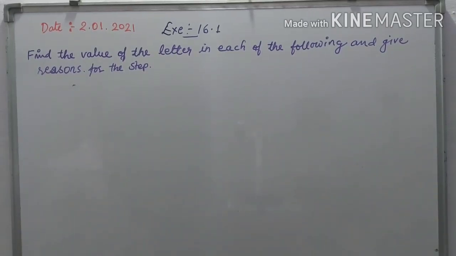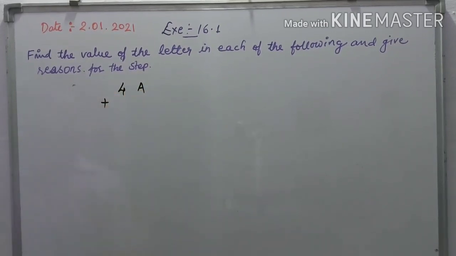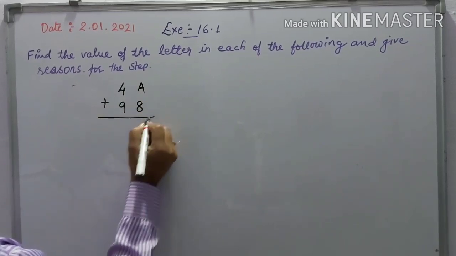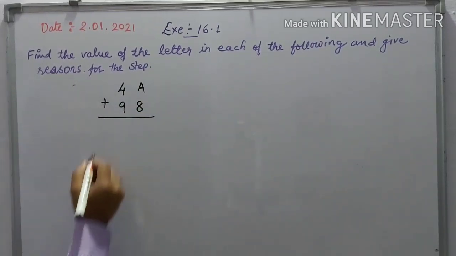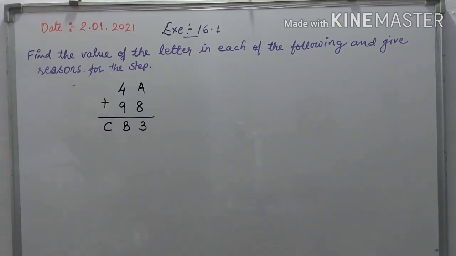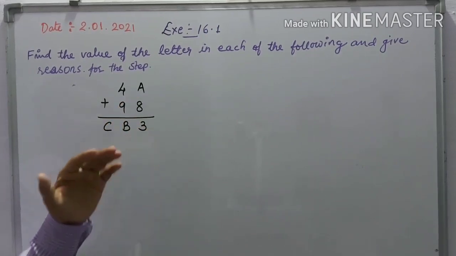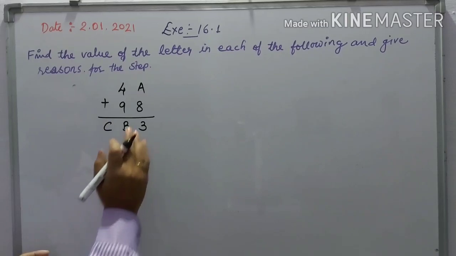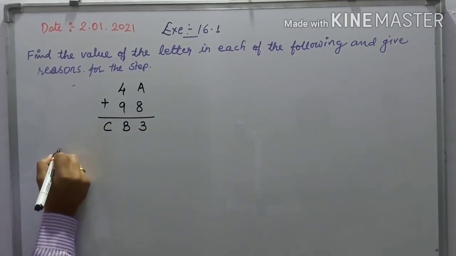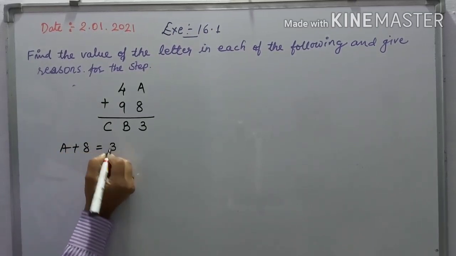Okay, now the second question is given: the value of 4a plus 98, 9 and 8, not 98, and the same value is CB3, here CB3. Okay, again you choose 8 plus which number you come 3. Not only the 3, because 8 is greater than 3, so your number starts to be a plus 8 is equal to 3.